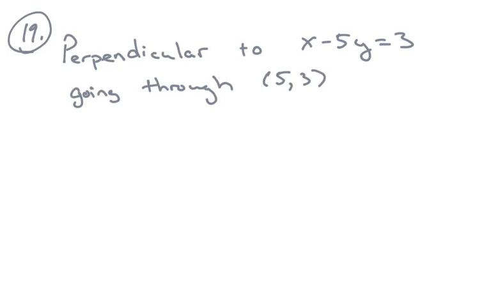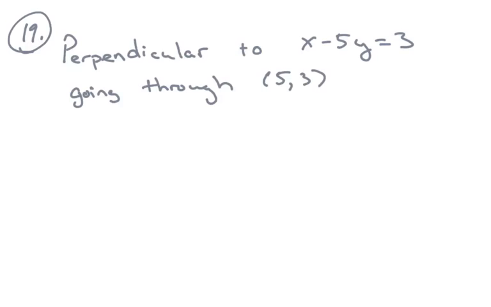Let's look at number 19. We want to find the equation of a line perpendicular to x minus 5y equals 3, and we want to write it in slope-intercept form. Also, it's going through the point (5, 3).